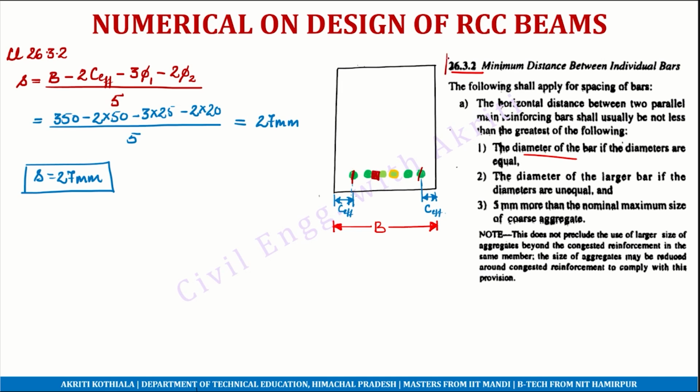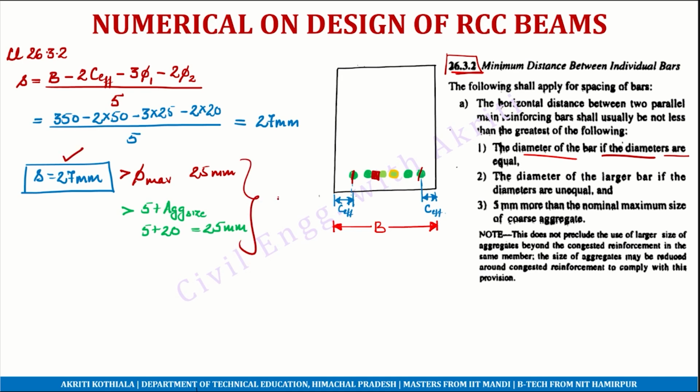Now we'll check it with this clause. This says that the space should be equal to the greatest diameter, so this should be greater than φ max. So φ max is 25 mm. So hence it is okay, 27 is greater than 25 mm. Next, the clause says that it should be 5 mm greater than the largest aggregate size, that is 20 mm, so plus 5, 25 mm. So this value of 27 mm satisfies clause 26.3.2, and if you have less time in the exam, you can move forward with this calculation and provide the bars in this arrangement.